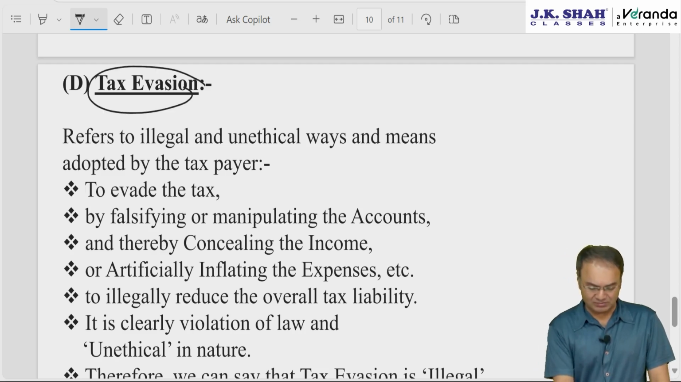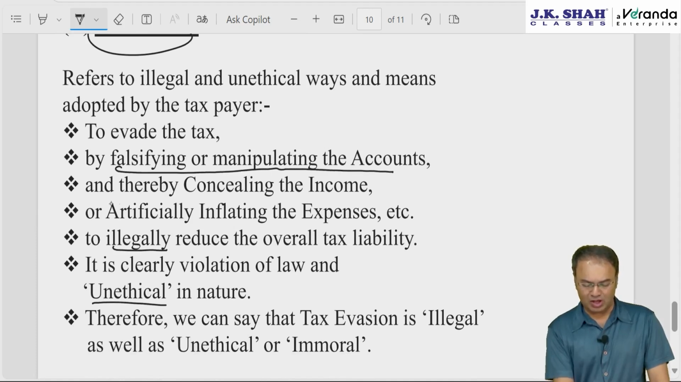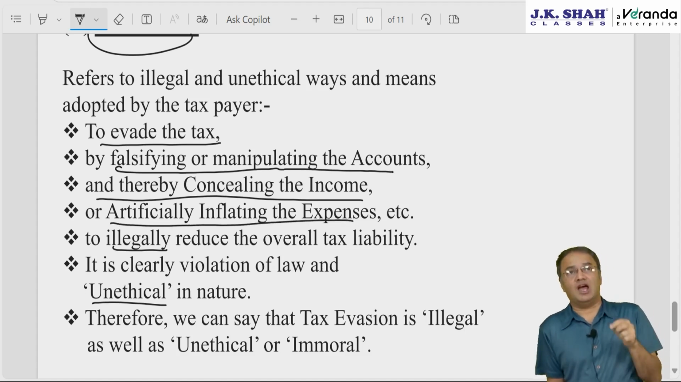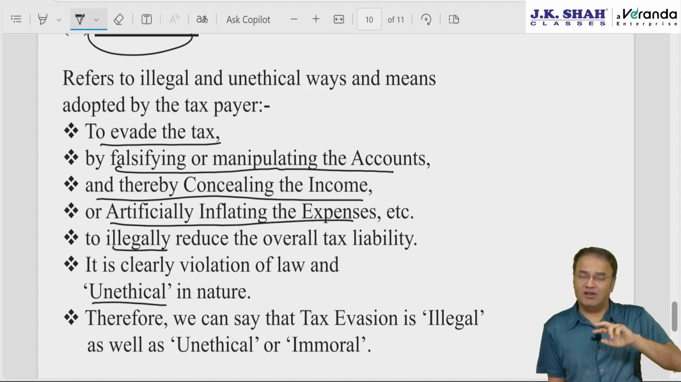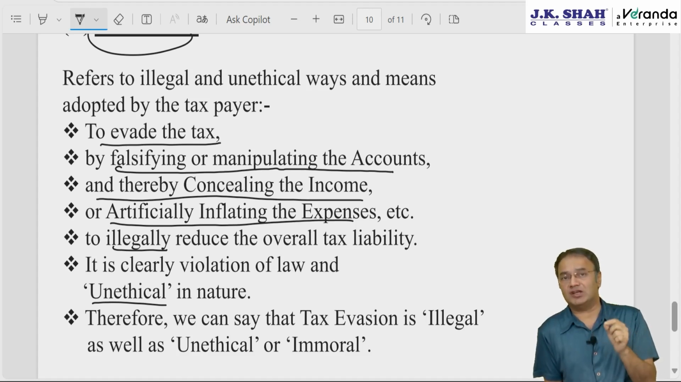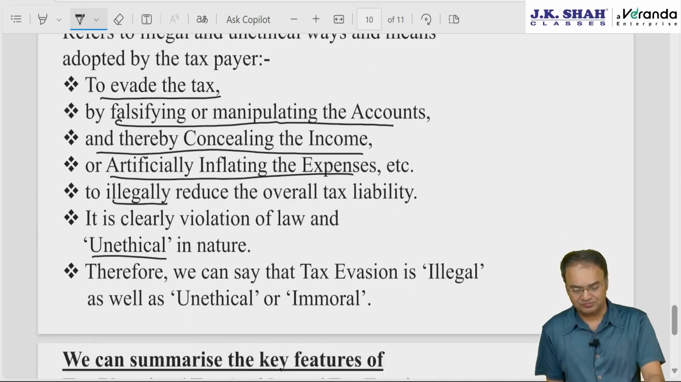Now tax evasion is clearly unethical plus it is illegal, falsifying or manipulating the accounts and thereby concealing the income with an intention to reduce tax liability or artificially inflating expenditure. So tax planning is legal also and it is ethical also. Tax evasion is totally unethical as well as illegal. Tax avoidance is something which clients are interested in. Tax avoidance is legal but it is unethical.